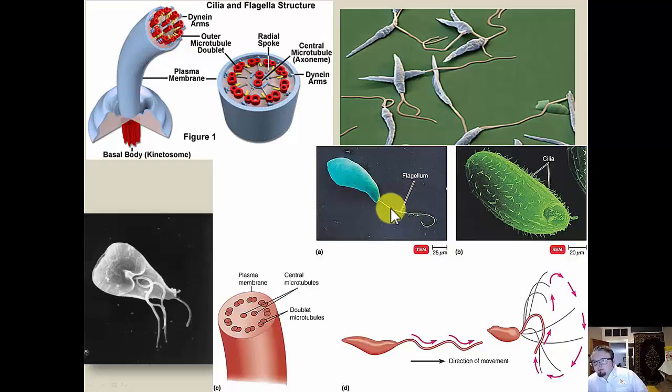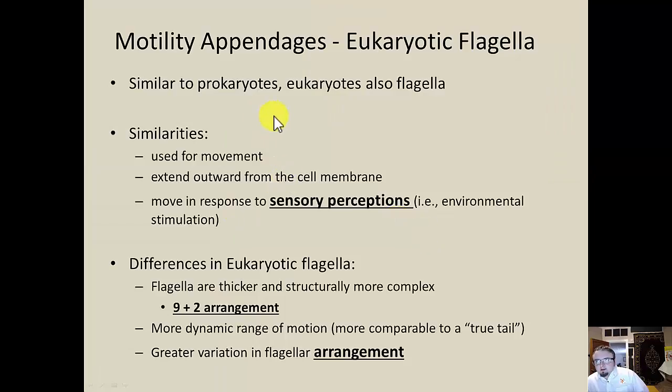So there's a couple different types here. Here's a tail. Here's a series of tails, all flagella. So it's similar in function. Similarities in that it's used for movement, extends out, and it moves in response to stimulation. We didn't really talk about that in chapter 4, but just to clarify, the tail is moved based on some kind of stimulation. They don't do so randomly. They wait till they have either a positive or a favorable stimulation, and then they either move towards it or away from it. So all that is similar.